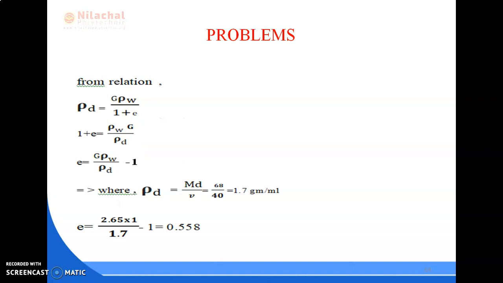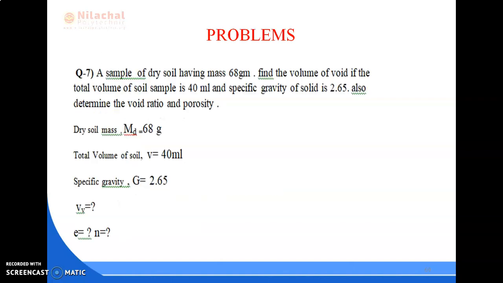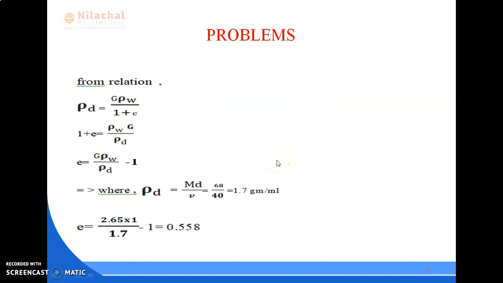As here the volume is given in ml, it is better to keep the answer also in ml.